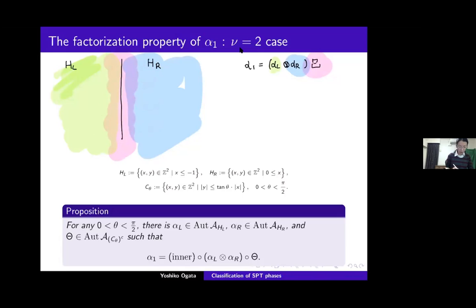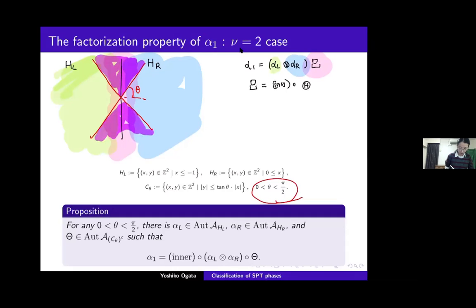with a cone. So let's consider any angle theta, and we consider this kind of cone. Then we can split xi into something inner and something strictly localized in this cone. So this theta is strictly localized in this cone. We can do this kind of decomposition.